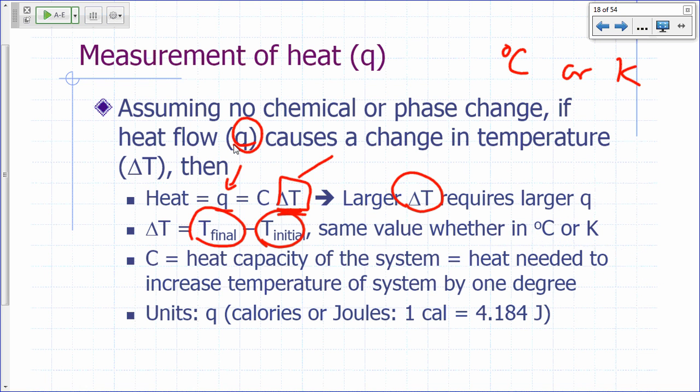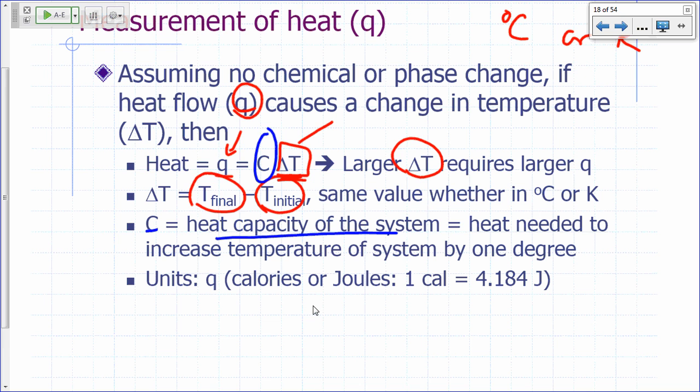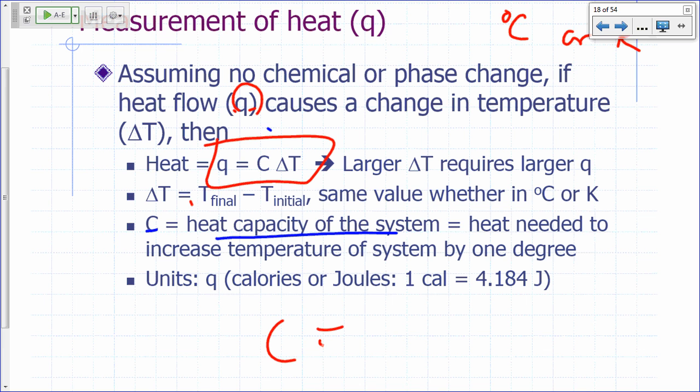Okay. So delta T is final temperature minus initial temperature. This proportionality constant here, the C, is called the heat capacity of your system. You can define that as the heat needed to increase the temperature of your system by 1 degree. Here's a way of looking at it. If we rearrange this equation, we can solve for C. C is Q divided by delta T.